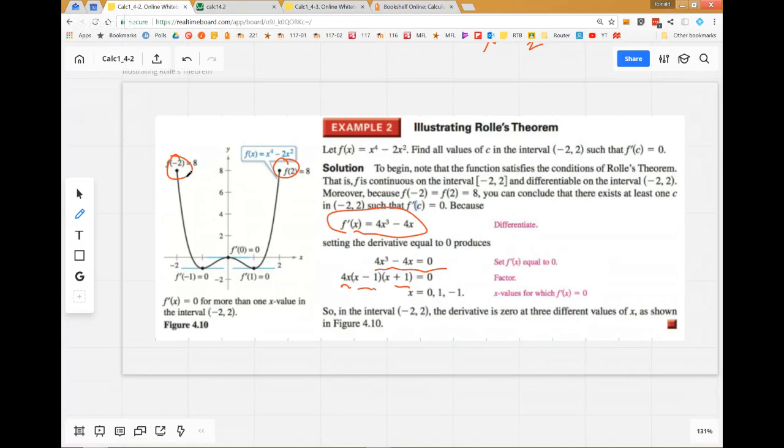So you can see there are 3. When will 4x be 0? When x is 0. When will x minus 1 be 0? When x is 1. When will x plus 1 equal 0? When x is -1. So this says, hey, there are 3 places where there's a horizontal tangent: at x equals 0, at x equals 1, and at x equals -1. So remember, Rolle's theorem guarantees there's at least one. And in this case, we got a bonus. We actually have 3 of them.